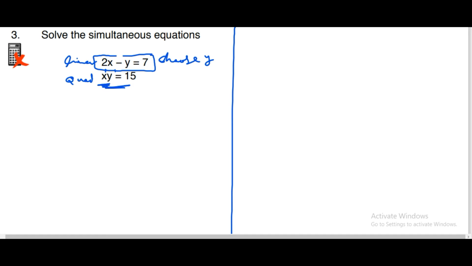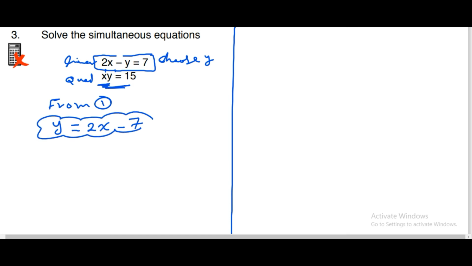We'll simplify calculations. If we have two variables, one with coefficient 1 and one with coefficient not equal to 1, choose the variable with coefficient 1 or negative 1. Why? So as not to get a fraction. The first reason: so as not to get a bracket to the power 2. The second reason: so as not to get a fraction. So from equation 1 we choose y to be the subject, so y equals 2x minus 7, and this is equation star. If we choose x, it will be correct, but you'll get a fraction.